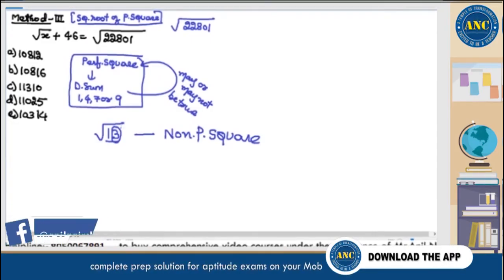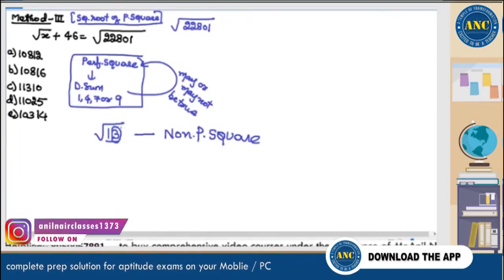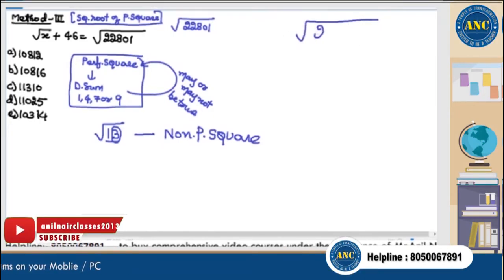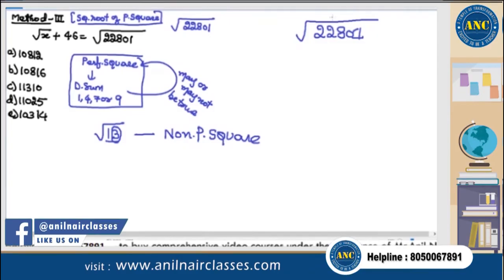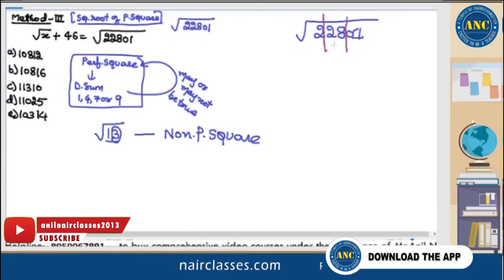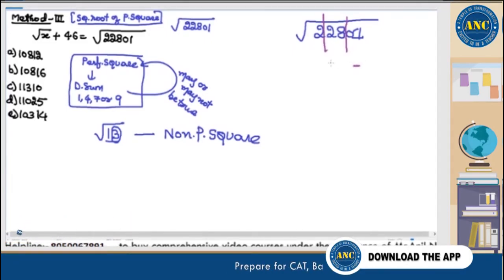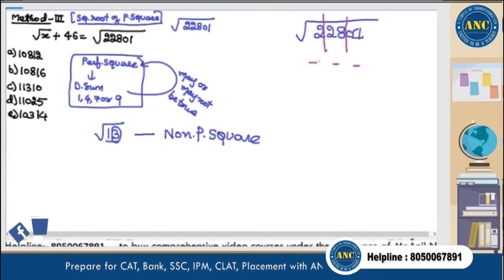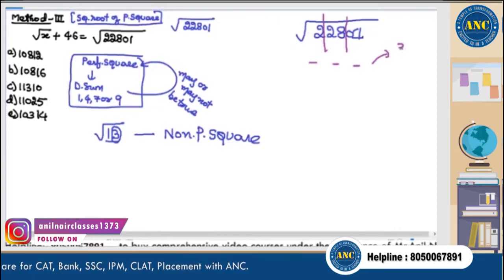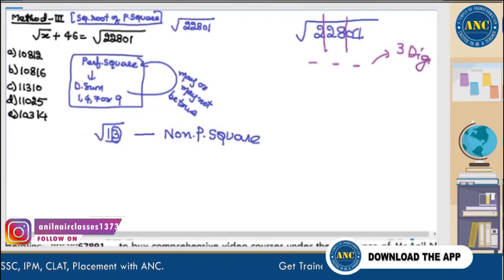Be very, very careful. Suppose how to find the square root of a perfect square. Root of 22801. Listen carefully. Step number 1. Because it is a square root, keep a slash after 2 digits. Totally how many groups of 2 digits did I get? 3 groups of 2 digits. That means the answer should be a 3-digit number.